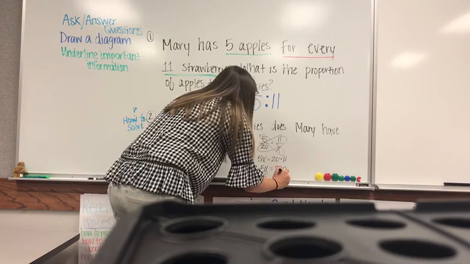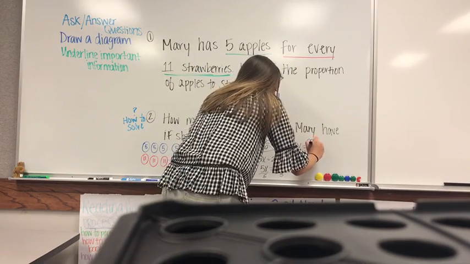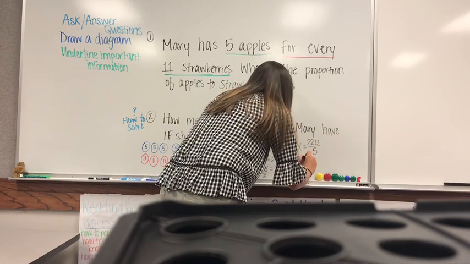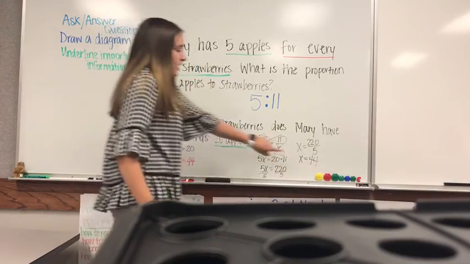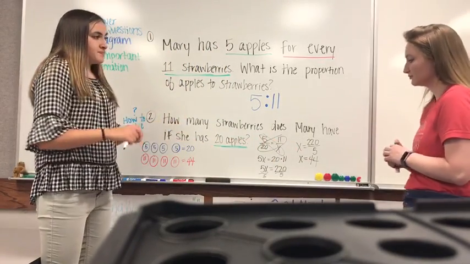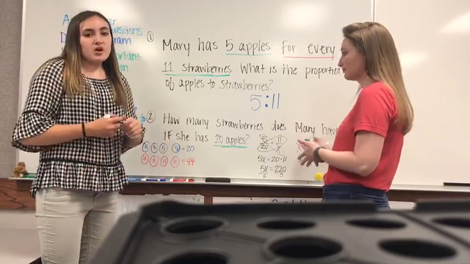I'm running out of room. So x is equal to 220 divided by 5. And so x is equal to 44, which is the answer that we got over here. So we know we're right. So we asked a question and then we answered it. This is how you can use different strategies to help you when you're solving equations.